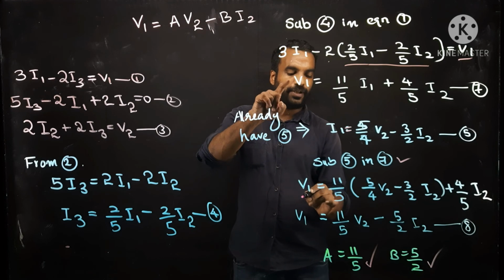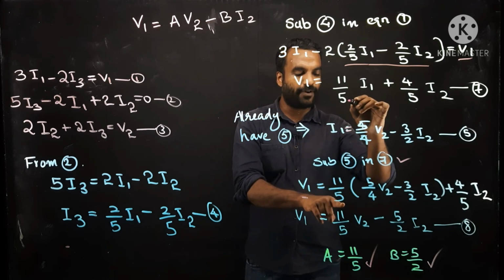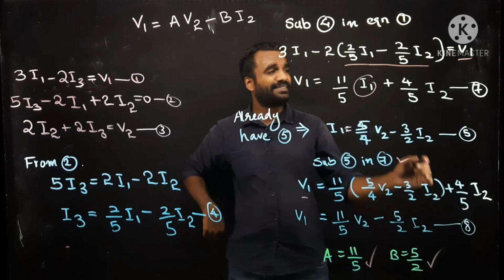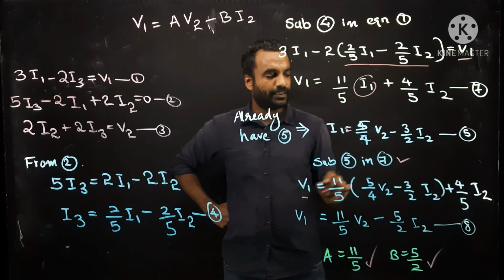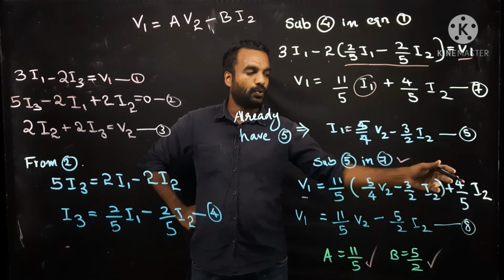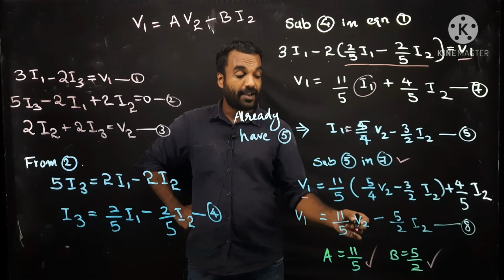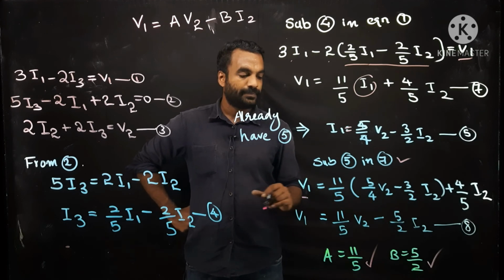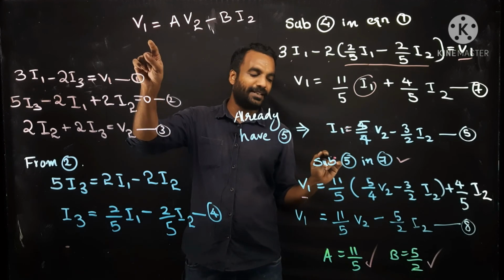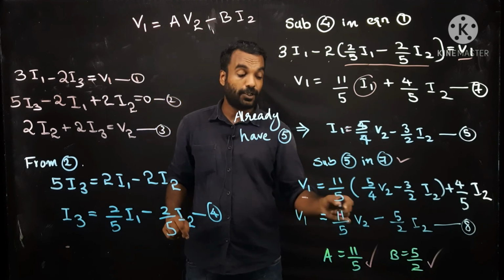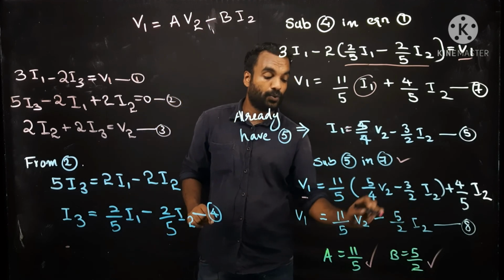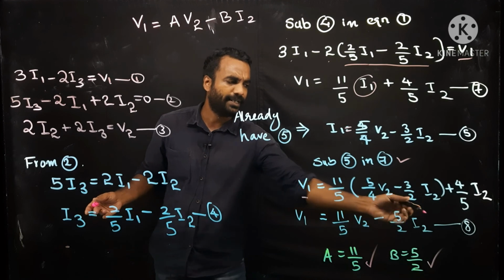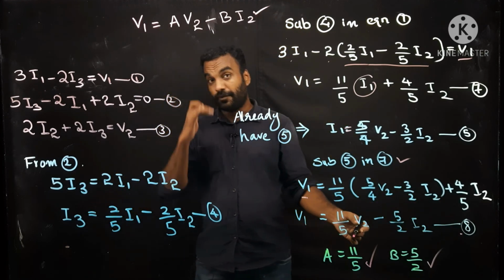Substitute 5 in 7. V1 is equal to 11 by 5 into I1. I1 is 5 by 4 V2 minus 3 by 2 I2 plus 4 by 5 I2. Is it okay? Now open the brackets and do the calculations. V1 is equal to 11 by 5 V2 minus 5 by 2 I2. That is equation number 8. Now it is okay. V1 is equal to A V2 minus B I2. V1 is equal to 11 by 5 V2 minus 5 by 2 I2. So A is equal to 11 by 5 and B is equal to 5 by 2. By simply comparing 8 with this standard equation, we can find A and B.